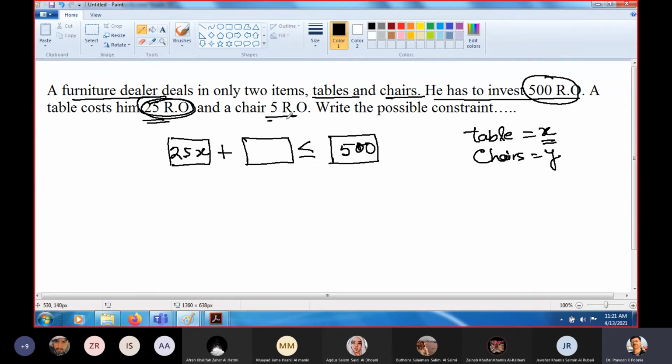What is the cost of one chair? The cost of one chair is 5 riyal. How many chairs are we having? Y. So what is the total cost? 5 into Y. So this is the fill in the blanks question. They may give you this type of problem. You need to write a number here, and a number here. So you will find these types of questions in your midterm. Please practice these types of questions.